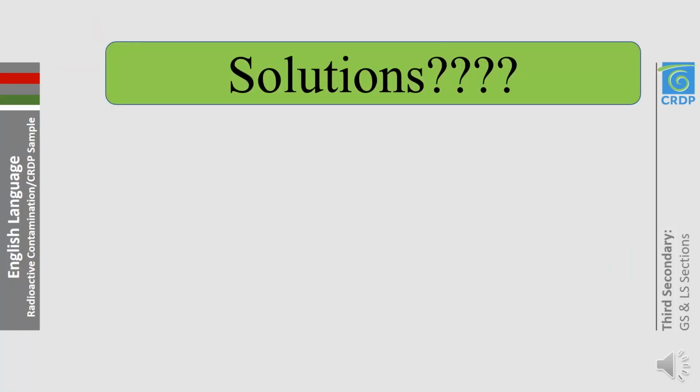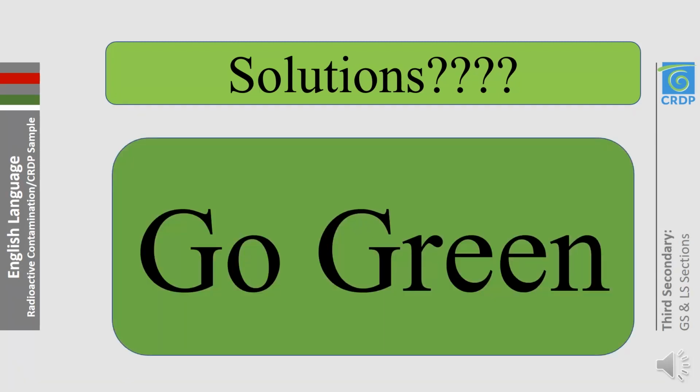After we've discussed one example of man's foolish behavior, we have to ask ourselves, are there solutions? Yes, there are, and they all can be summarized under one heading: Go green. But what does it mean to go green? It means that governments and individuals alike have to take strong measures.